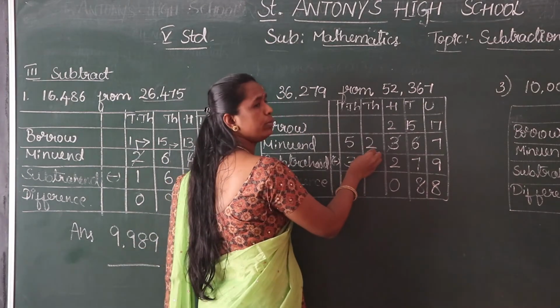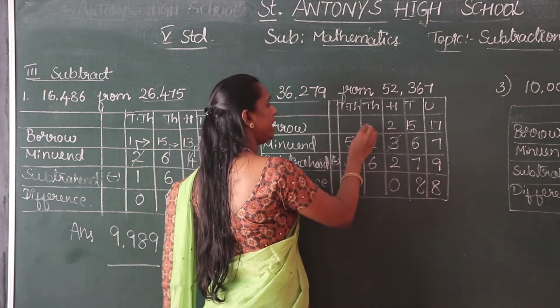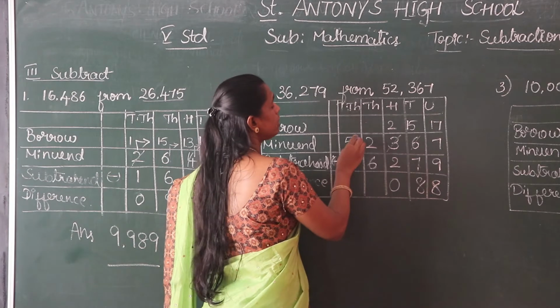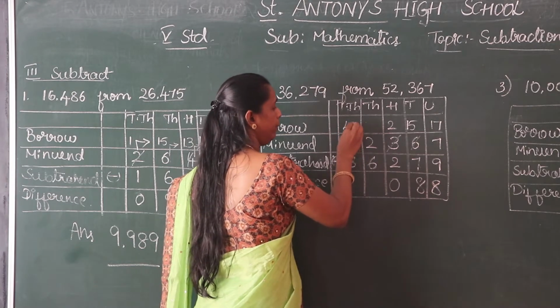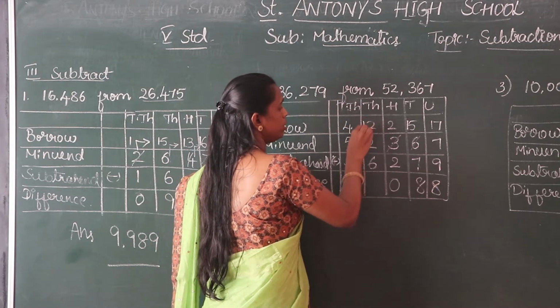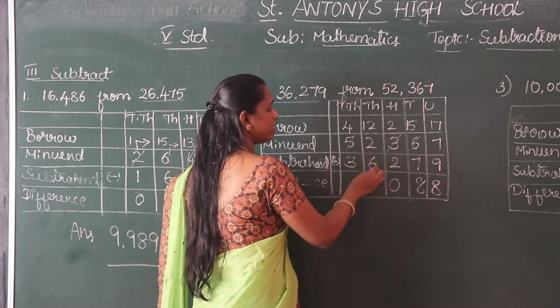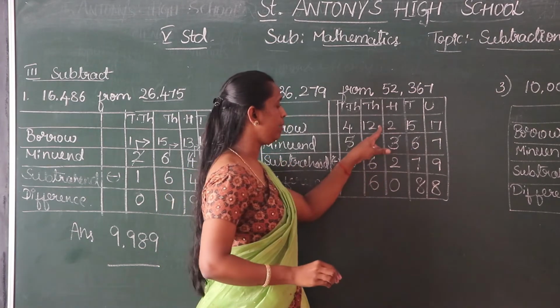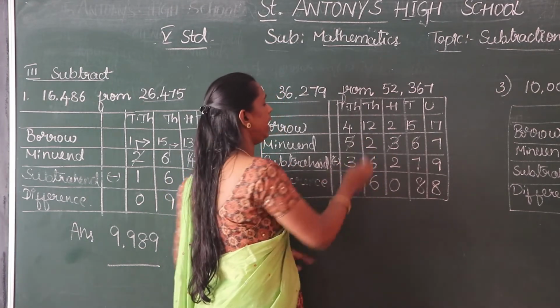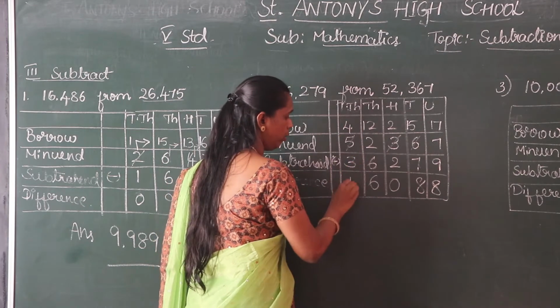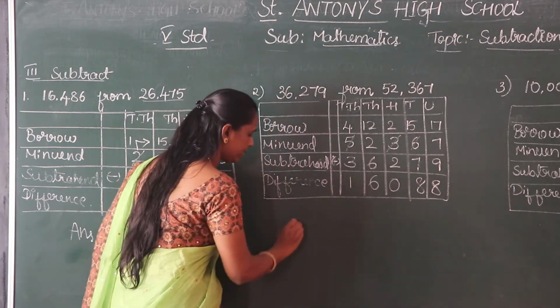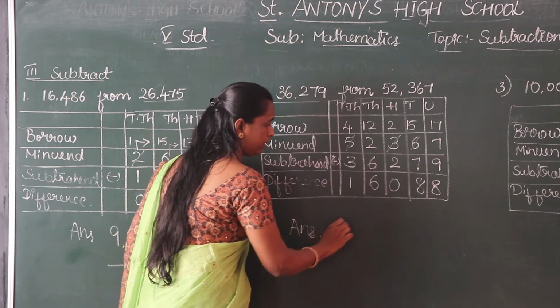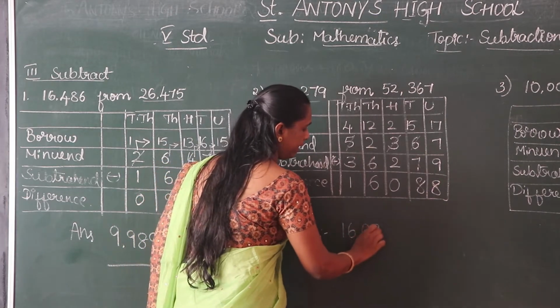Again, 2 minus 6 is not possible. Take a borrow from the 10,000 place. This 5 becomes 4 and this 2 becomes 12. 12 minus 6 is 6. And then 4 minus 3 is 1. The final answer is 16,088.